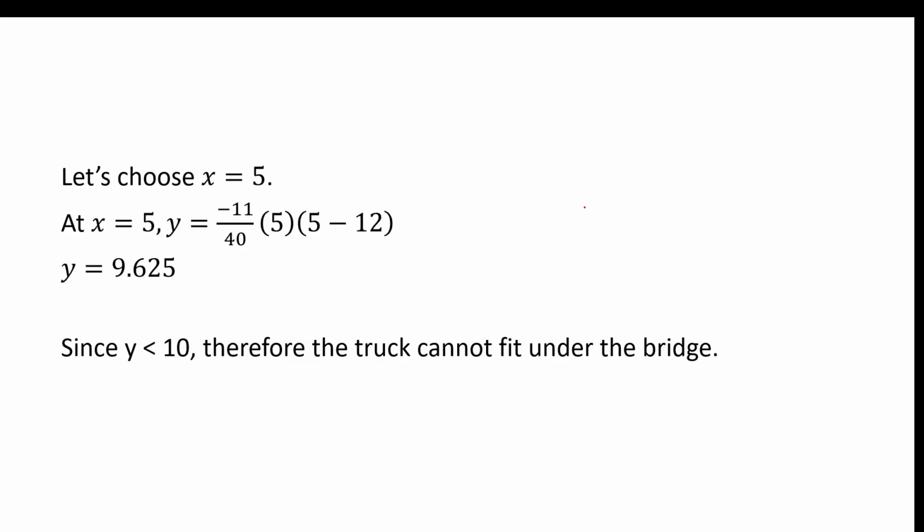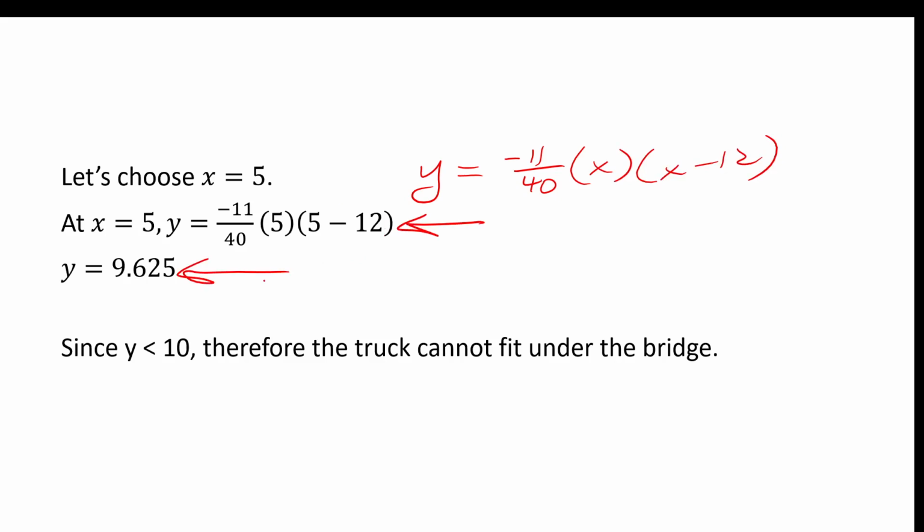Well, when we let x equal 5 and we sub it into the equation that we already came up with for the arch, which is this, we get some bad news for our truck driver. We get that the tunnel only has a height of 9.625, and since that height is less than 10 and the truck has a height of 10, the truck driver can't fit underneath.